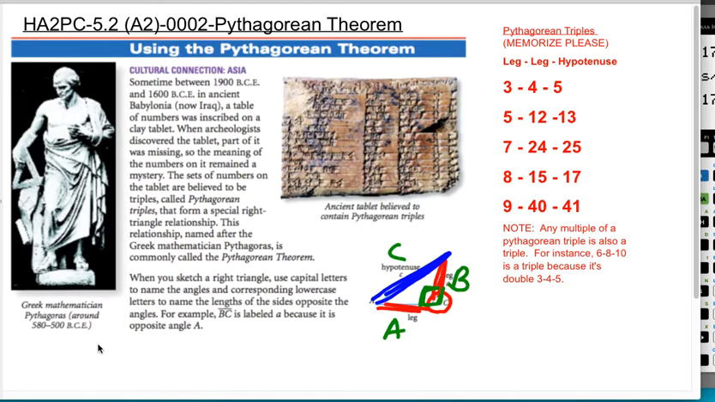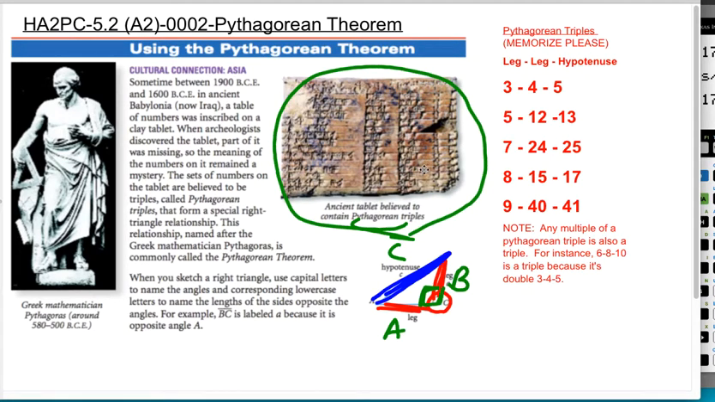As we move forward with the Pythagorean theorem, as you move into AP Calc and certainly sometimes in physics, you're going to want to memorize a handful of what we call Pythagorean triples. You can see that this image here is believed to contain Pythagorean triples on this ancient tablet. Pythagorean triples are common Pythagorean theorem patterns that occur regularly enough that it's easier to memorize them than to find them every time.